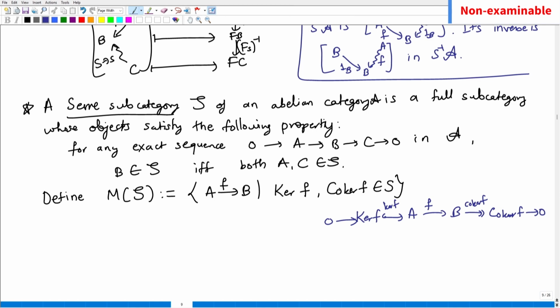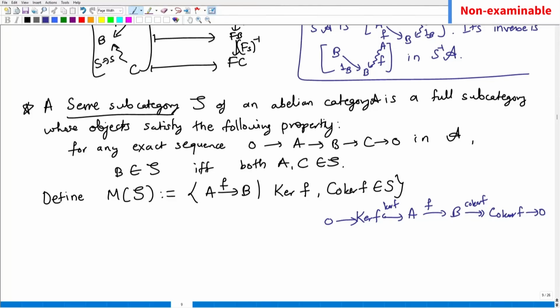Now see what happens when you take the image under localization. Kernel F will become 0 and co-kernel F will become 0, meaning isomorphic to 0 in the localization. Therefore, in between we have exactness: 0, F, and 0. That is exact if and only if F is an isomorphism, epi and mono, because the category is balanced. So therefore F will become an isomorphism. So I defined MS.